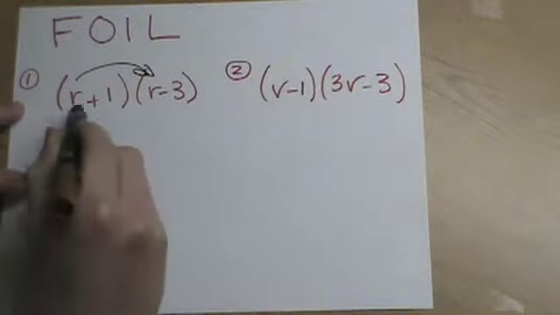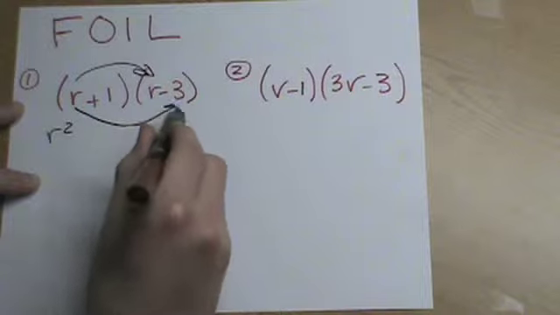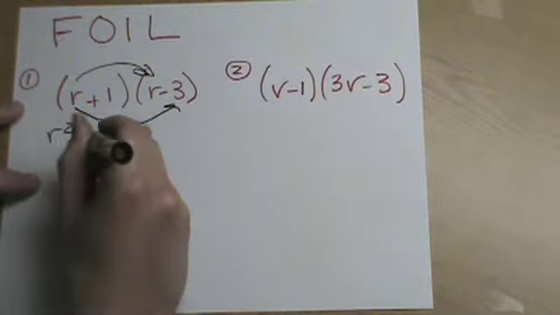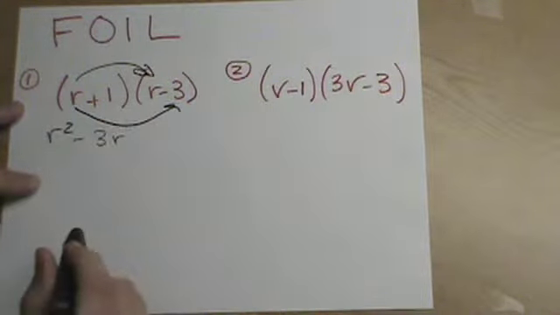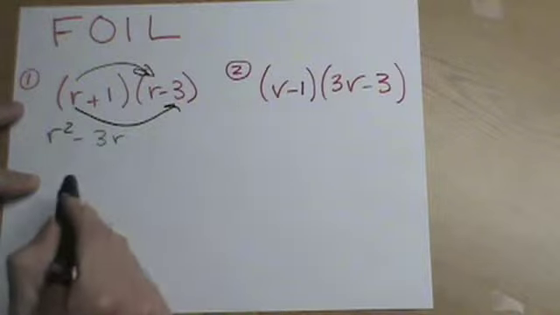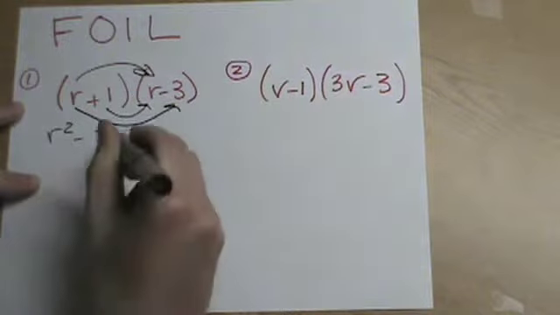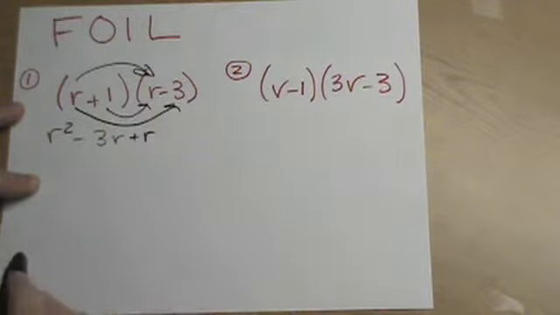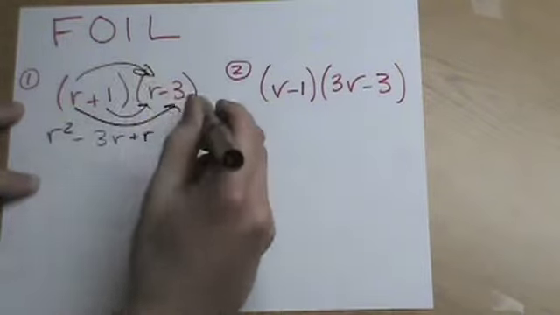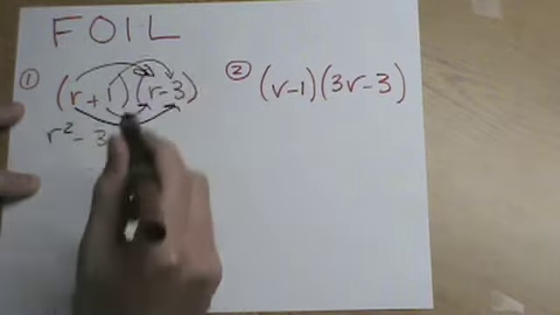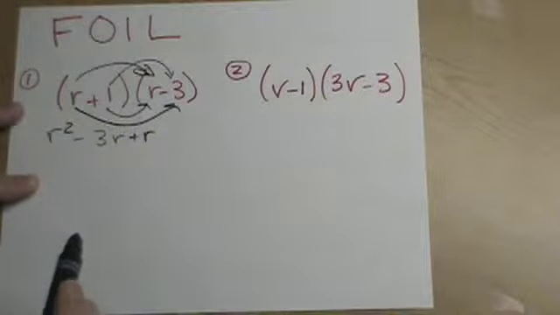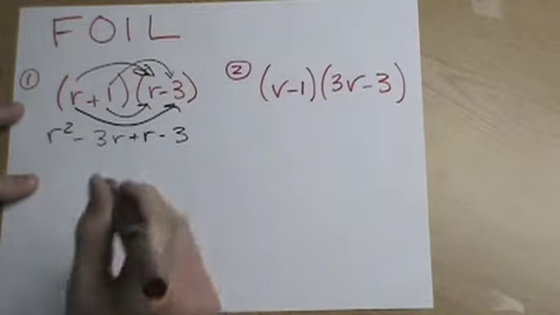Next you do the outsides. So r and negative 3. So that would be negative 3r. Negative 3 times r, negative 3r. Next, you do the insides, so 1 times r. That would just be a positive r. And lastly, you do the lasts, so 1 times negative 3. 1 times negative 3, that is negative 3.